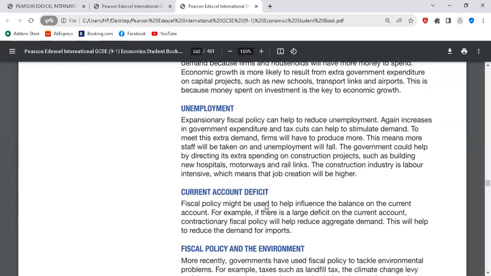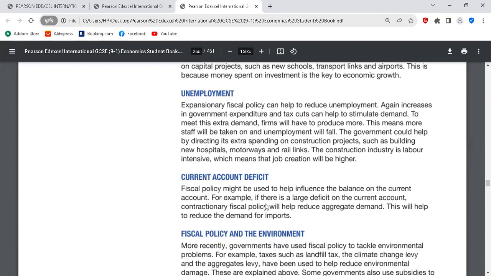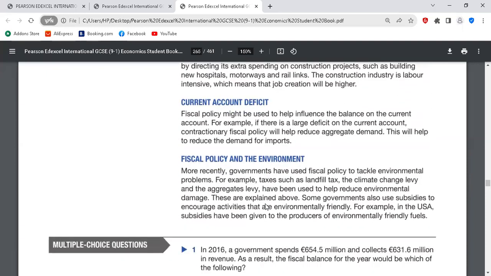Unemployment. Especially fiscal policy can help to reduce unemployment. Again, increase in government expenditure and tax cuts. So for unemployment to reduce in the economy, government will use expansionary fiscal policy, which means government will cut taxes and increase spending. Clear?